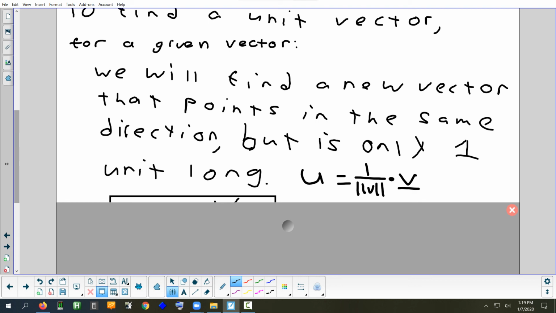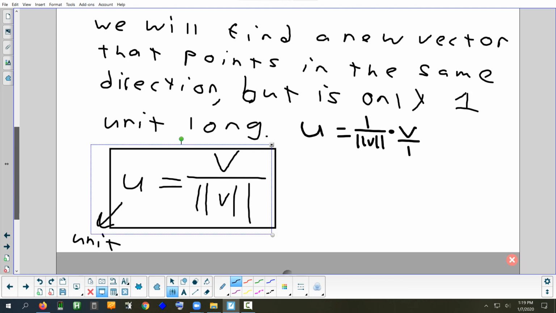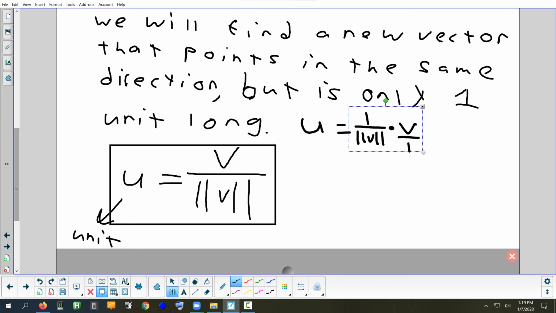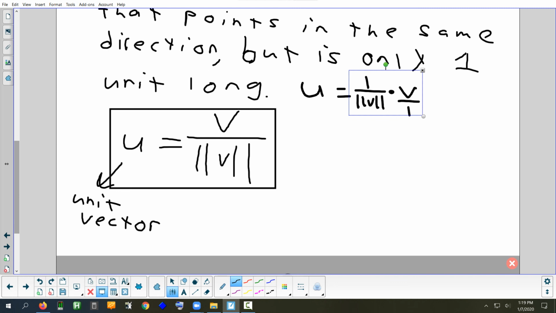Now, if you want to think of that as a fraction, you can always put what number underneath something to make it a fraction? 1. So if you want to think of putting those fractions together, you can, just like that. 1 times v is v. And then the magnitude of v times 1 is just the magnitude of v. So this is exactly the same thing I wrote right there. It's just squishing it all together in 1 fraction instead of keeping it as 2. The important thing is the magnitude of the vector is in the bottom. Okay. And if you do that, you will create a unit vector.